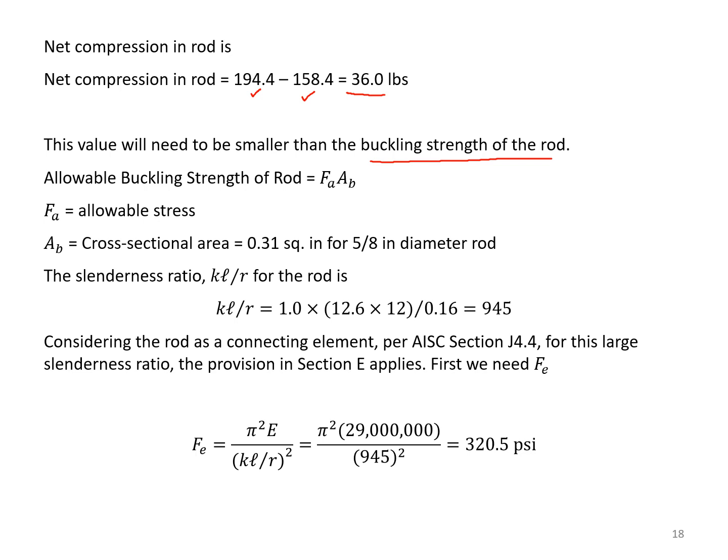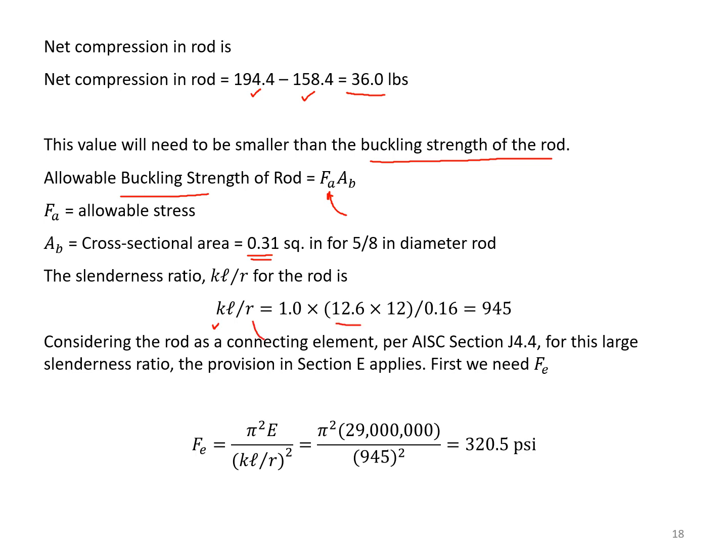How do we find the buckling strength of the rod? First, we need to find the allowable stress for compression, multiplied then by the cross-sectional area. We'll get the allowable buckling strength. And A sub B is the cross-sectional area of the rod. With 5/8 of an inch diameter, the cross-sectional area is 0.31. We also need to find the slenderness ratio for the sag rod, needed for the computation of buckling strength. We'll take K equal to 1. K depends on the end condition. Since we simply bolt the sag rod to the structural members, K is equal to 1. L is the length, which is 12.6 feet.